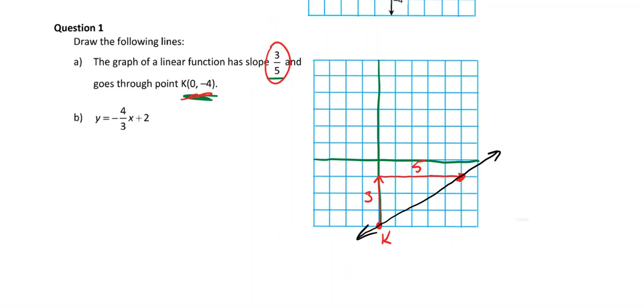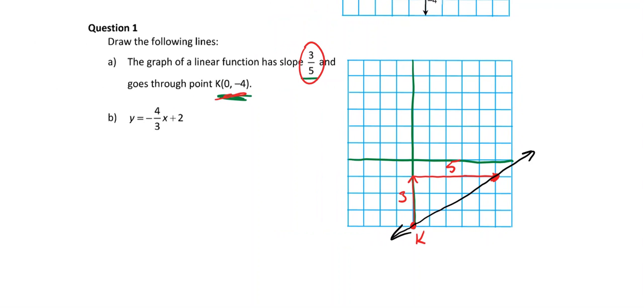So now let's look at the next one. That's the first point there. So let's look at B. If we were going to graph this line, notice the form that it's in. This looks a lot like our y equals mx plus b. So I can see in this form that my slope is negative 4 over 3.